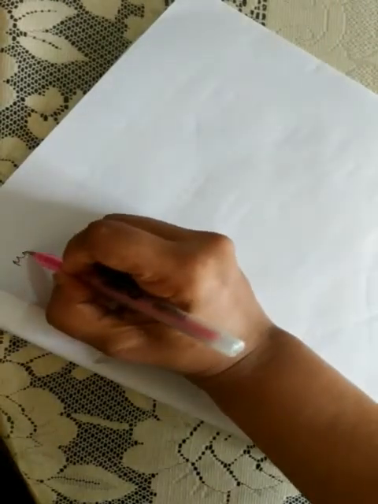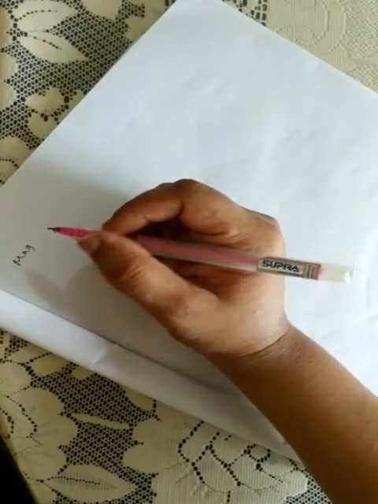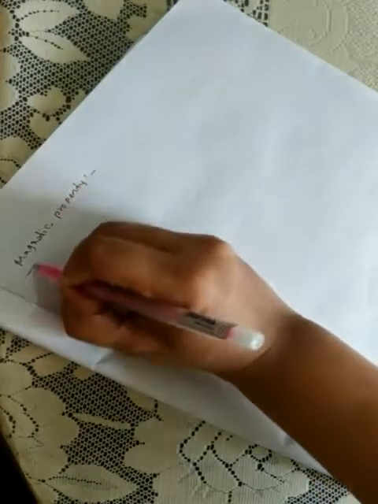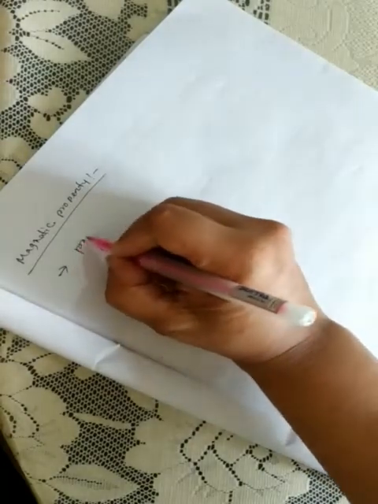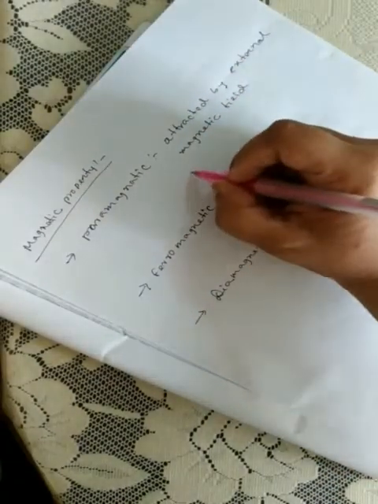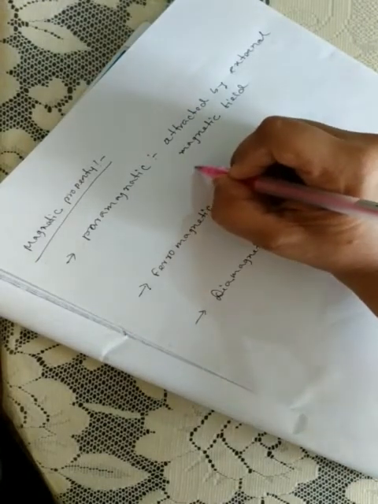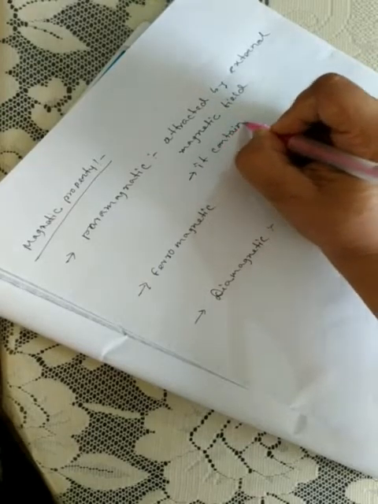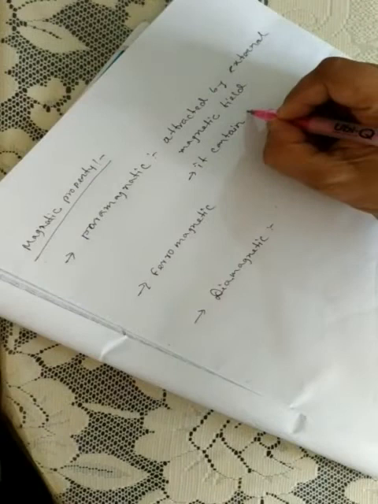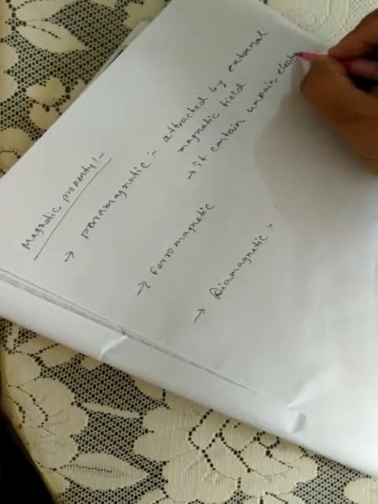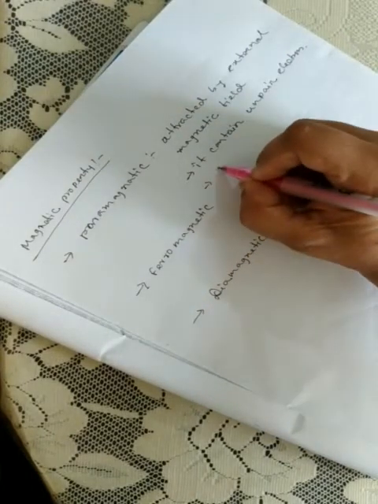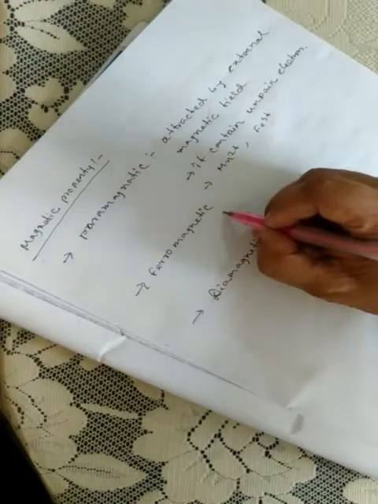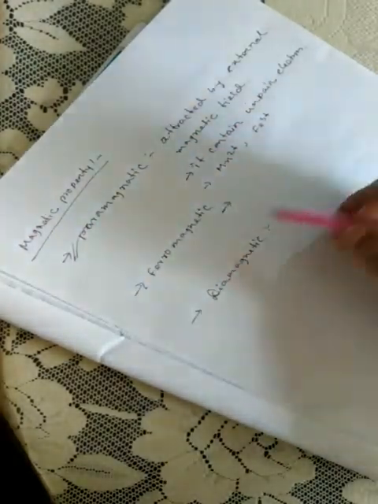Our last topic is magnetic property. There are three magnetic properties: paramagnetic, ferromagnetic, and diamagnetic. Paramagnetic means it contains unpaired electrons, for example manganese 2 plus, Fe3 plus.